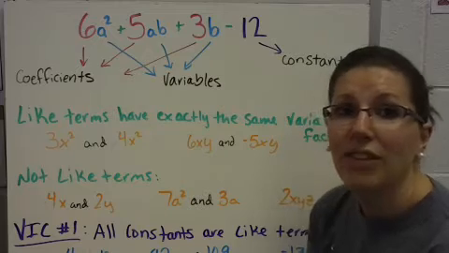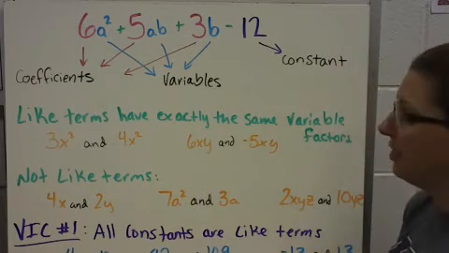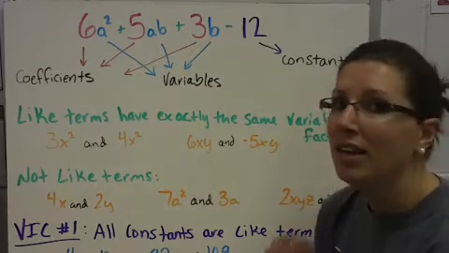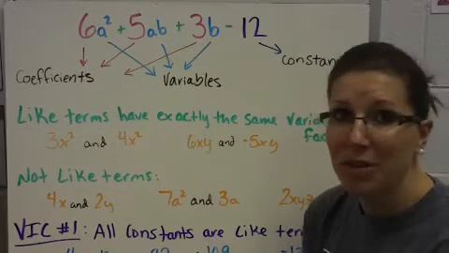VIC number 1, that stands for very important concept number 1. All constants are like terms. So just like you learned in elementary school, if you have 4 and 10, you put 4 and 10 together, that's 14. They're like terms, you're allowed to put them together.